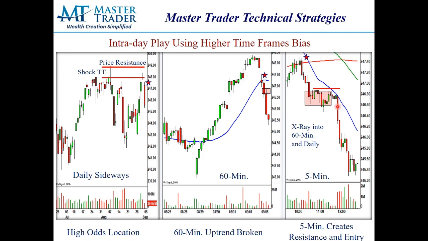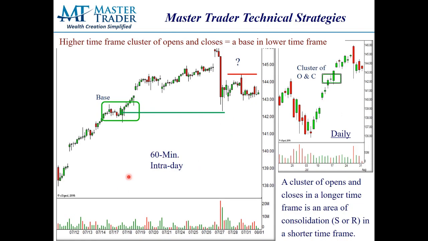Why here? A bullish bar failing. Notice the bottoming tail bar, the green bottoming tail bar. Why would we sell short under there? Because of our big picture bias. 60-minute intraday is consolidating. Here's our daily up into this area, and it's come down to this area of support, this cluster of opens and closes. So what is it going to do?